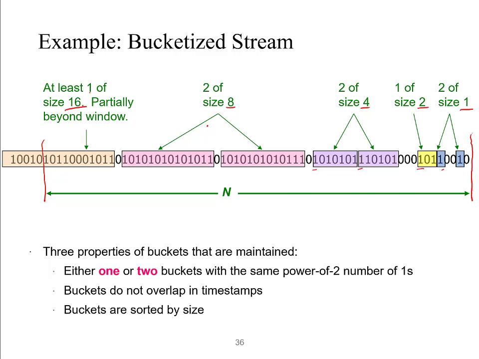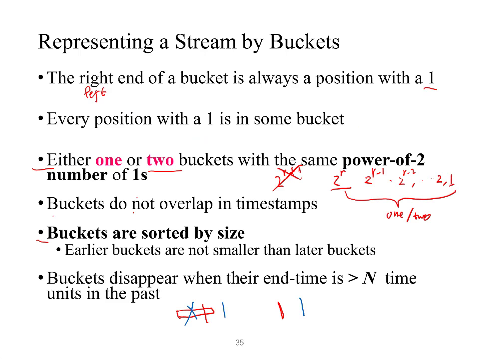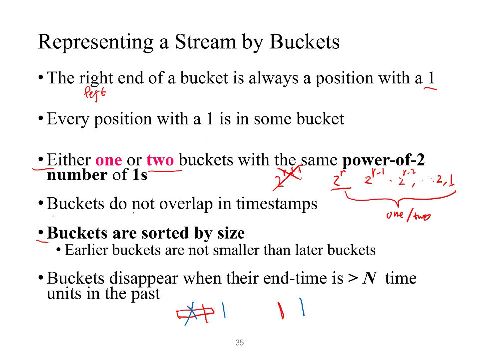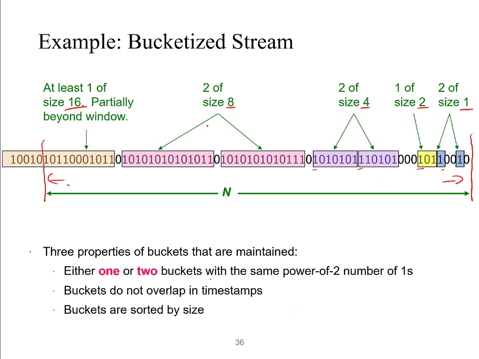And buckets do not overlap. As you can see, buckets are sorted by size: larger buckets on the left side, smaller buckets on the right side. And finally, buckets disappear when their end time is larger than n time units in the past. We will see this later.